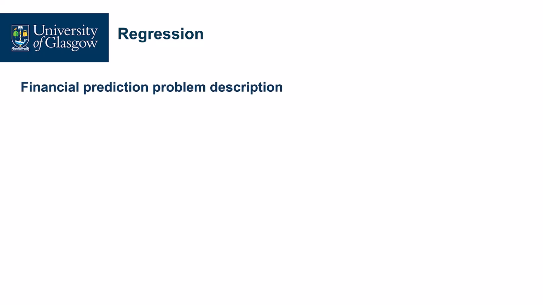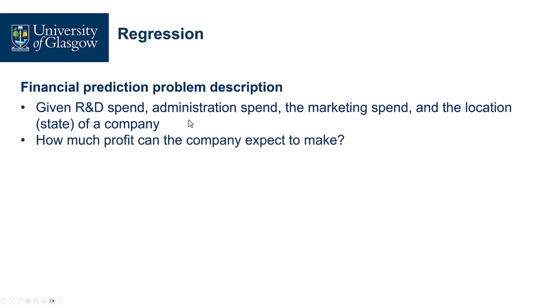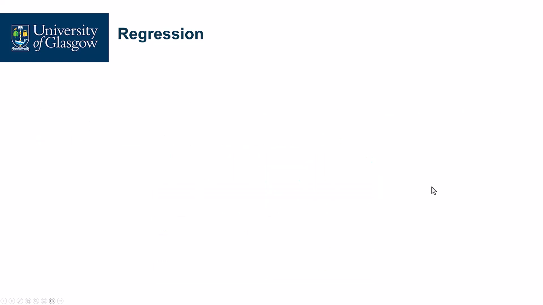So we can see that for a regression problem, we can give R&D spend, administration spend, marketing spend, and the location of a company. We call these the input features, right? The output is how much profit the company can expect to make. So here I can provide some data, and then I will do a regression analysis. So this is a problem of regression.